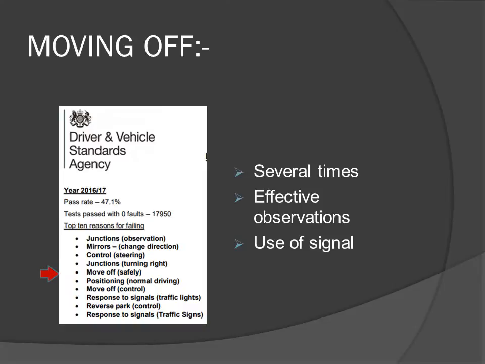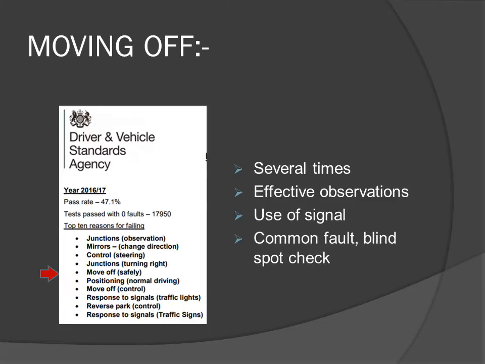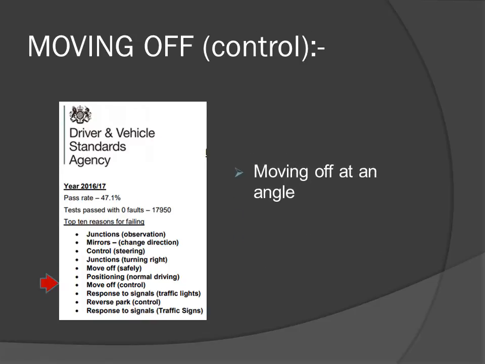If you do signal incorrectly, this should be a minor. However, 3 times it becomes a serious fault. Remember the most common fault, not checking the right shoulder blind spot before moving off. This is particularly important. Moving off at an angle, you'll be marked down for not being in control, getting too close to the car in front and or snaking.